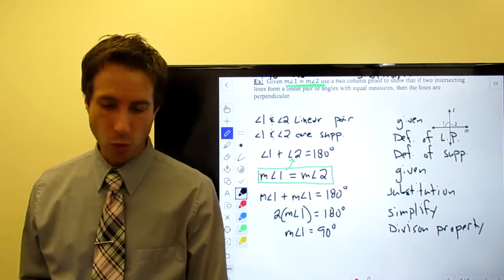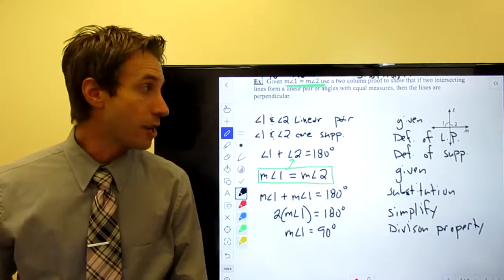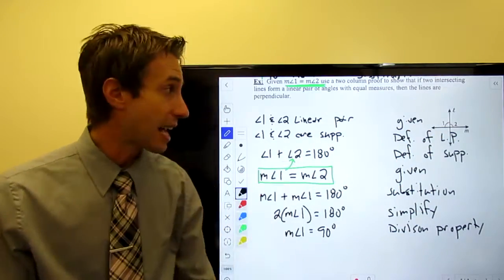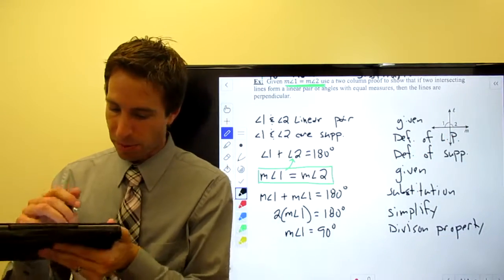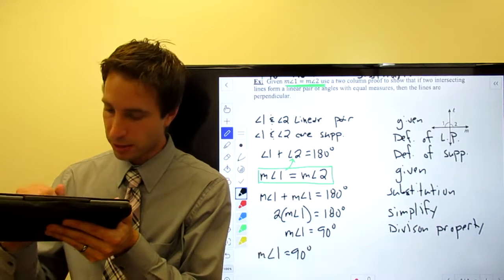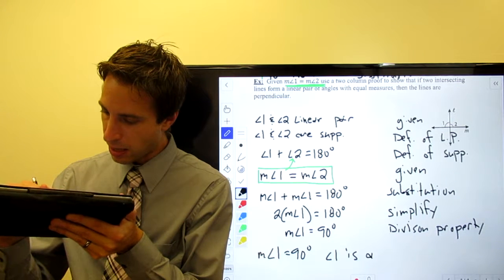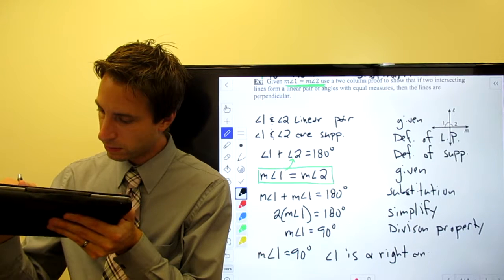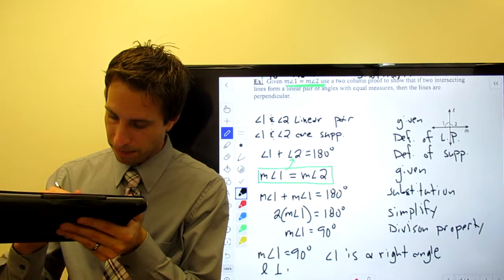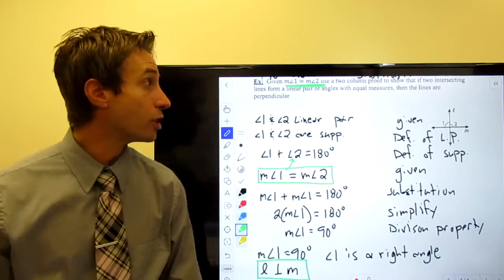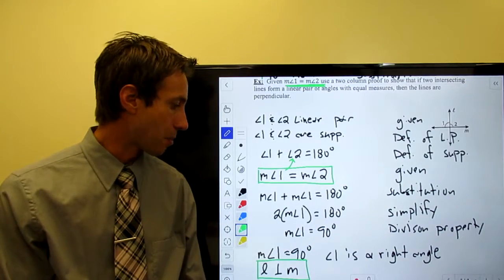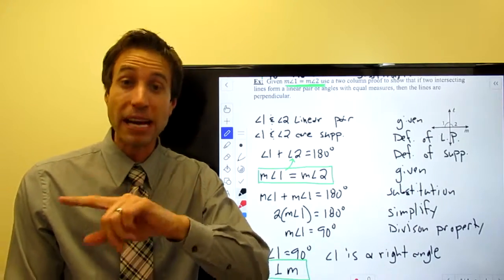Well, now that I know that the measure of angle 1 is 90 degrees, what do I know? If that is 90 degrees, then it is a right angle, which tells me that L and M must be perpendicular. So, because the measure of angle 1 equals 90 degrees, angle 1 is a right angle, and therefore L is perpendicular to M. Which is what I wanted you to show. We proved L and M are perpendicular by showing that the measure of angle 1 was 90 degrees.